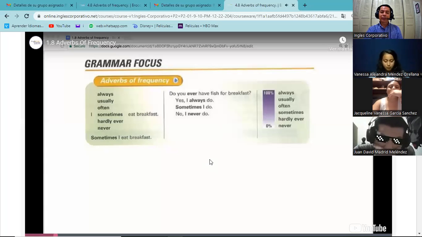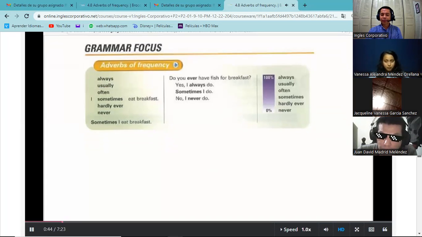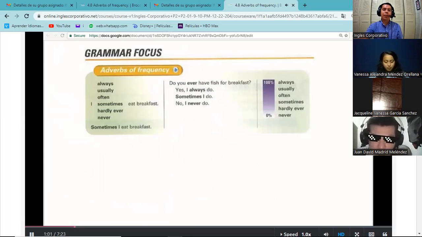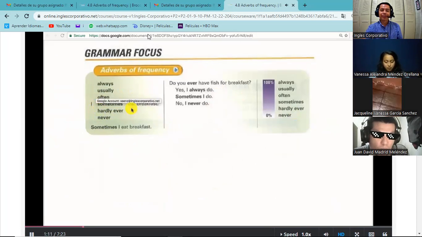Fish for breakfast? Yes, I always do. Sometimes I do. No, I never do. Always. Usually. Often. Sometimes. Hardly ever. Never. Let me start by explaining what adverbs of frequency are and how we can categorize them. Adverbs of frequency are words that come before the verbs, and they express frequency.